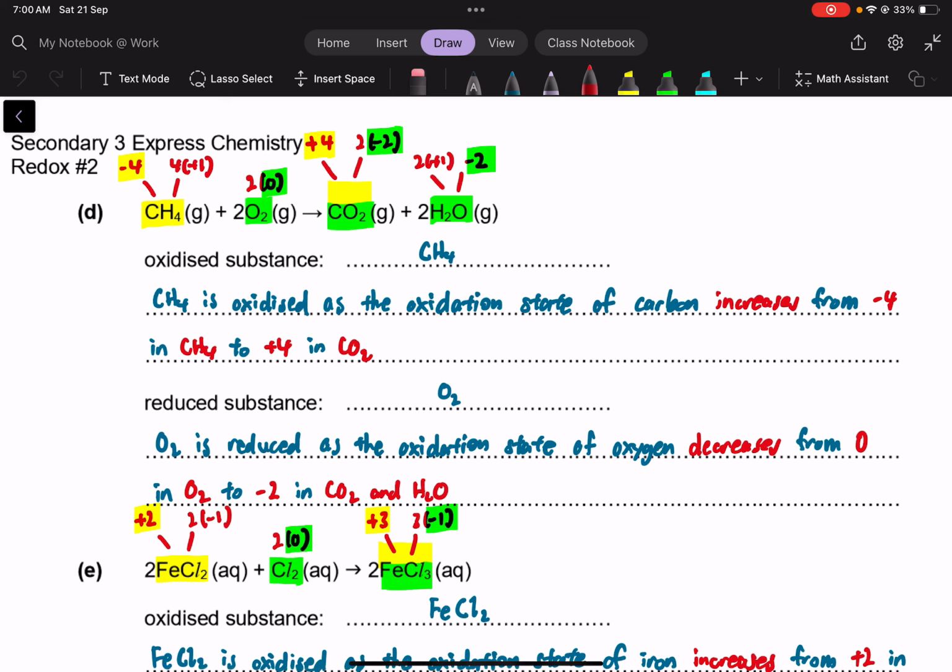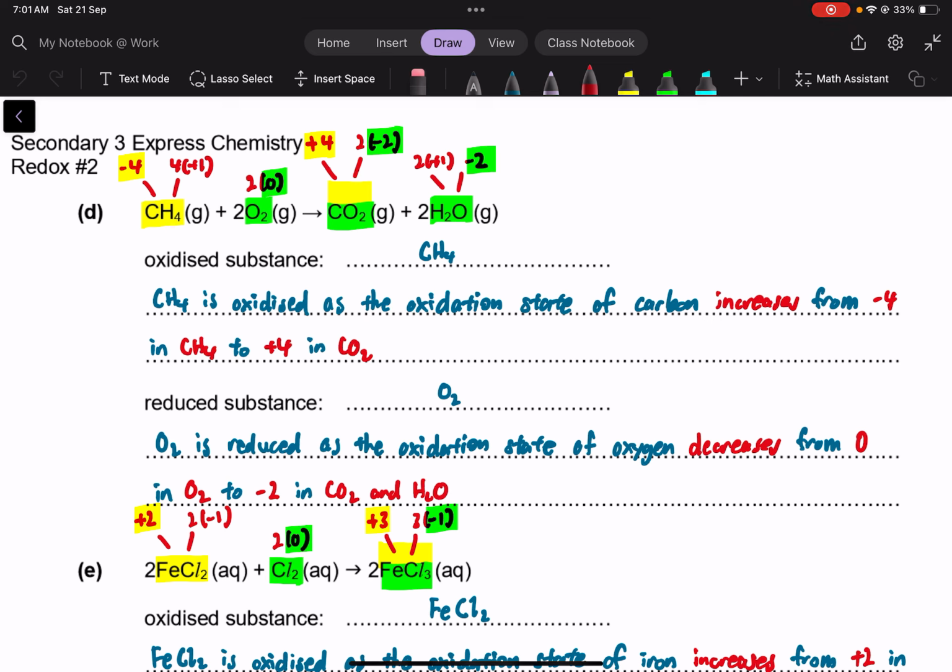Okay, so for part D, it will be interesting because we can compare the oxidation state of oxygen in both carbon dioxide and water. For the oxidized substance, it will be your methane gas, because the oxidation state of carbon increases from -4 in CH4 to +4 in CO2. However, for O2, we can justify why it is being reduced, because it decreases from 0 in O2 to -2 in CO2 and H2O. So for this portion, we can write the oxidation state of oxygen in carbon dioxide and water, both -2.